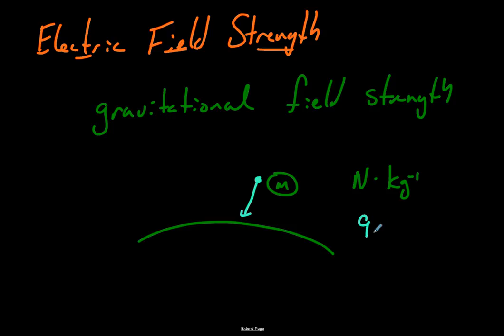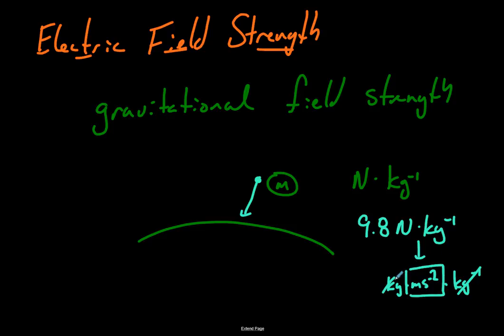So at the surface of Earth, we get 9.8 newtons of force towards the Earth for every kilogram of mass we put there. Remember, newtons are kilogram meters per second squared, times the per kilogram, they cancel off, and it also works out to be the same units as acceleration. But what I want you to think about is the newtons per kilogram.